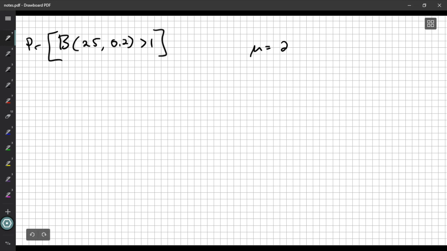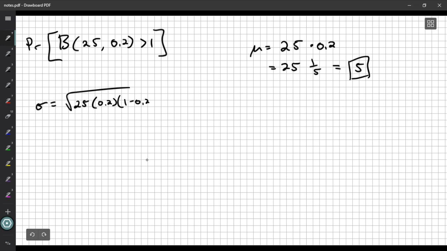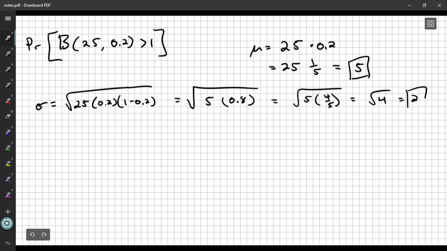So the expected value is going to be 25, the number of trials, times the probability of the thing we're interested in happening. Now 0.2 is really just a fifth. So the mean here is 5. Standard deviation, square root of n times p times 1 minus p. So the 25 times 0.2, we just saw, is 5. 1 minus 0.2 is 0.8, which is really 4 fifths. So we get square root of 4. So the standard deviation here is 2.